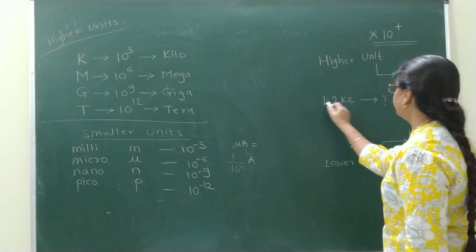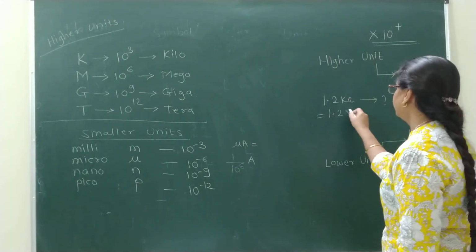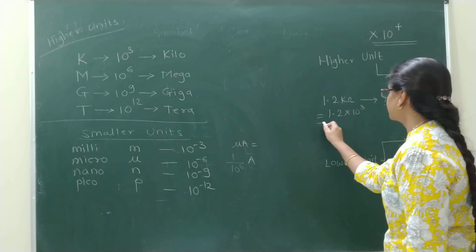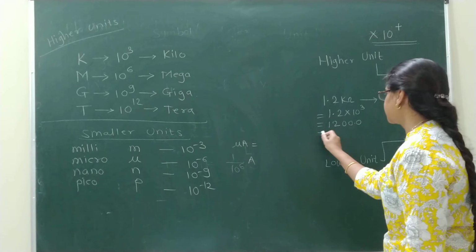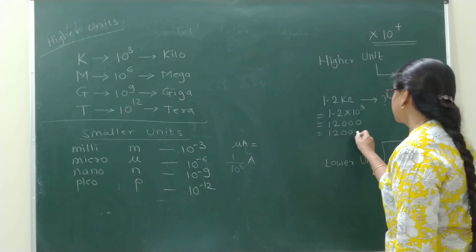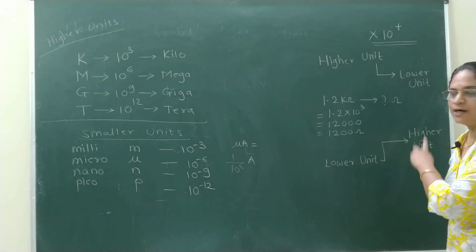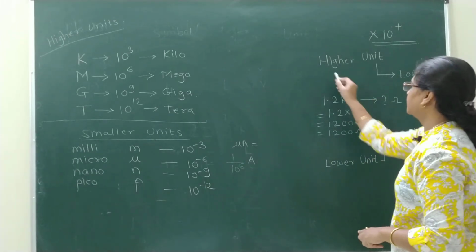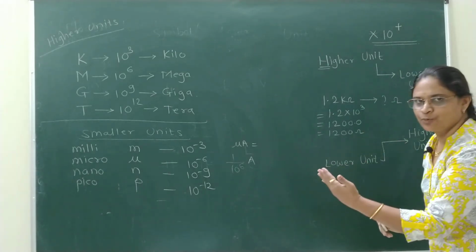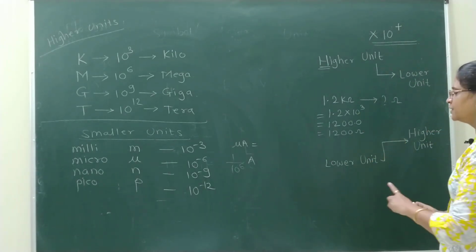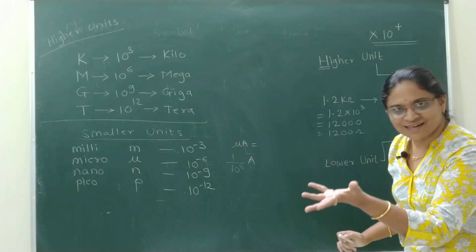Here it is 1.2 kilo ohm, kilo 10 raised to plus 3. So 1.2 into 10 raised to 3. It shows 1, 2, 3 zeros and adjustment of 1 decimal point, that is 1200 ohm. So 1.2 kilo ohm is nothing but 1200 ohm. So always remember, higher unit to lower unit, it shifts the decimal point towards right because we are going to use lower unit, so the quantity will become larger.